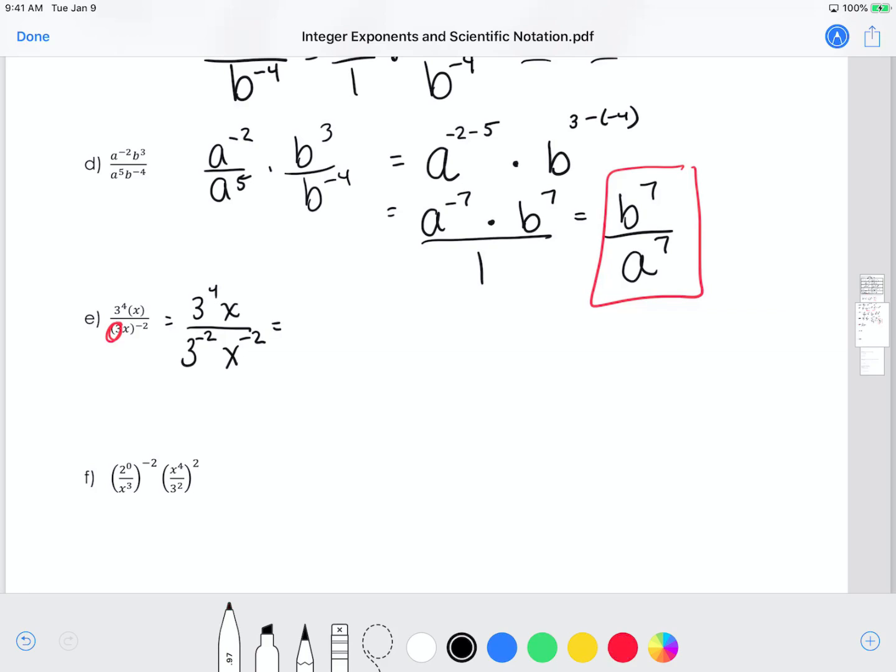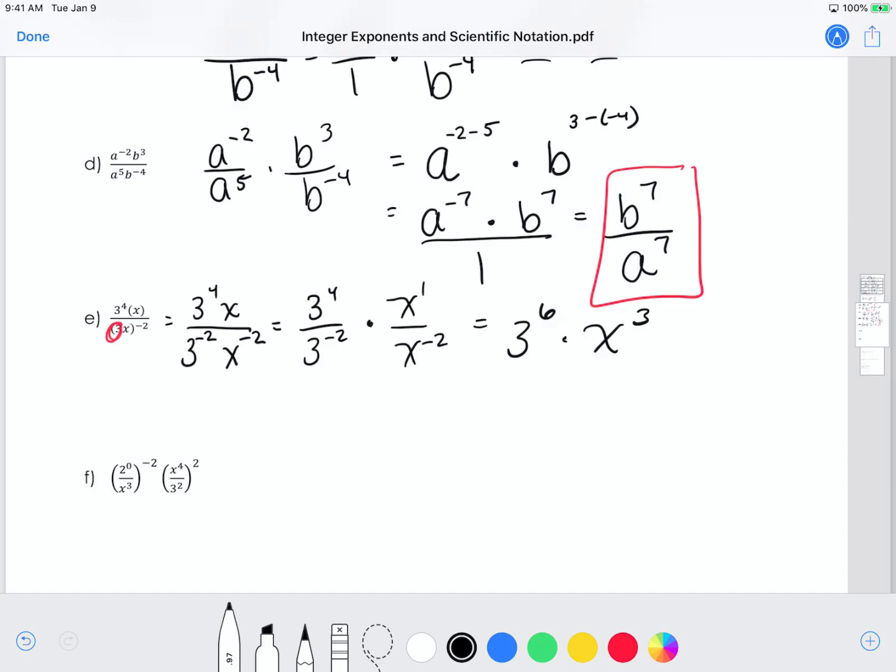Okay, now I'll separate my bases just to see this a little bit more clearly. You don't have to do that, but I like to do it. Okay, now I have the quotient rule. So I have the bases of 3. So that means I'm going to have 3 to the power of, and I take 4 minus a negative 2. That's going to give me a positive 6 because I have a double negative. 4 minus a negative 2. Then next times x to the power of, and even though it's not written in there, I know that's a 1. So I'm going to take 1 minus a negative 2. So that's 1 plus 2, which would give me x to the third.